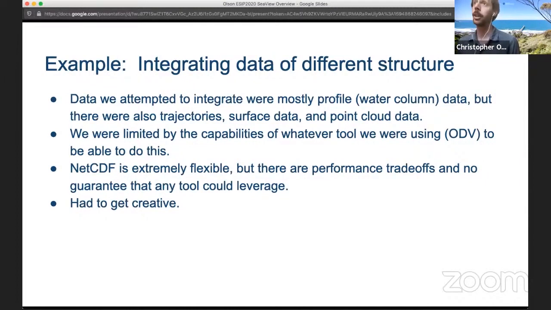One more thing that proved difficult that I want to talk about was integrating data of different types. Most of the data that we dealt with tended to be profile data through the water column. But specifically with the species count and species occurrence data that we were getting from OBIS, it was really hard to integrate, to put that in the same format, because you can think of it as almost like point cloud data within the water column: the occurrence of a fish or the occurrence of a dolphin, something like that. So there are trade-offs in formats and performance, and that is a consideration, and we did have to get creative. So that was very interesting.